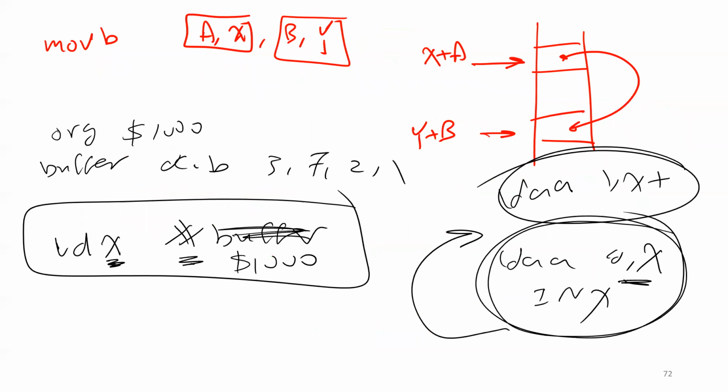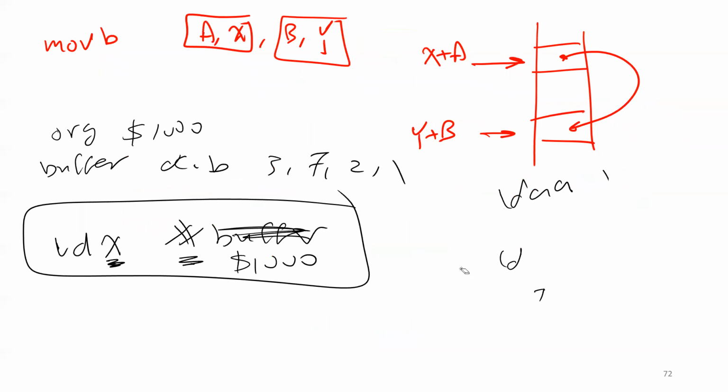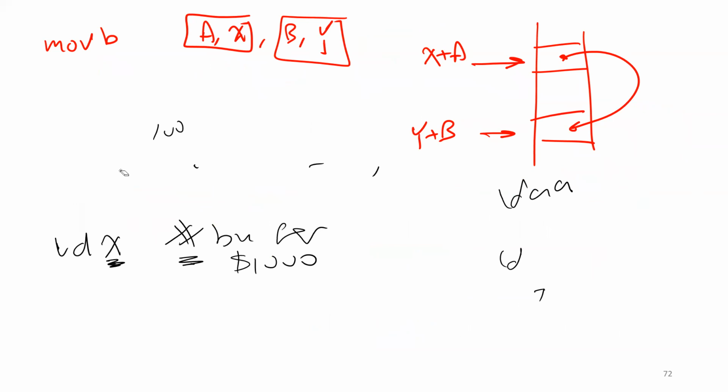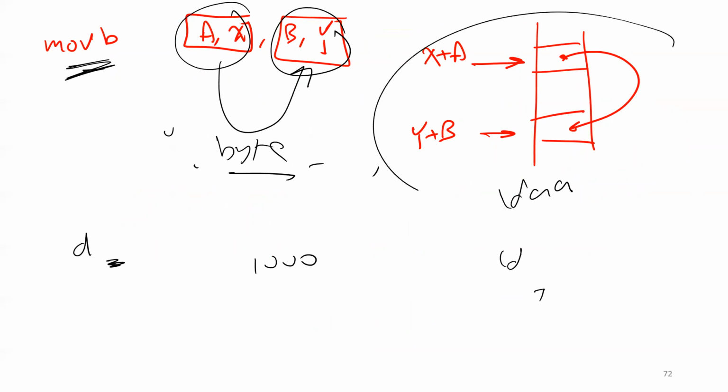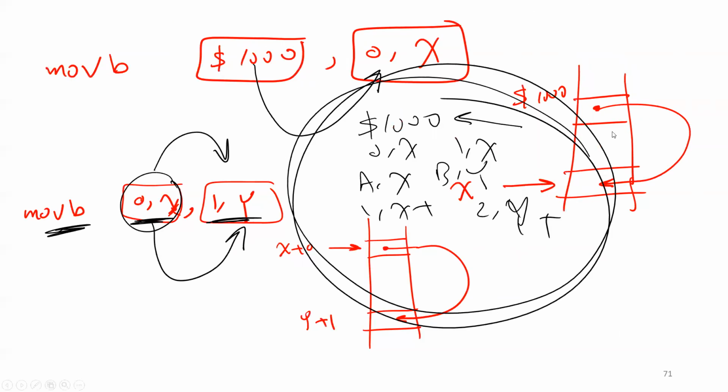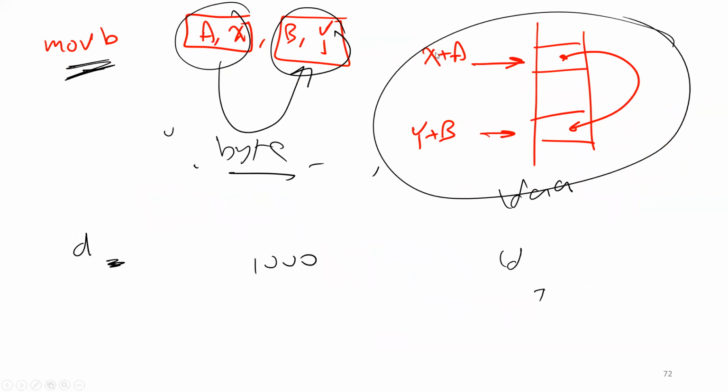Okay, let's see another one. So here, guys, I want to do something like that. I'm going to say move byte A, X, B, Y. Okay, very simple. So again, what should come after move? It has to be two operands. So this is one operand memory, this is one operand memory, and you are gonna copy a byte. So as you see here, guys, I'm gonna copy a byte from the location pointed by X plus A to the location pointed by Y plus B. Is that okay?